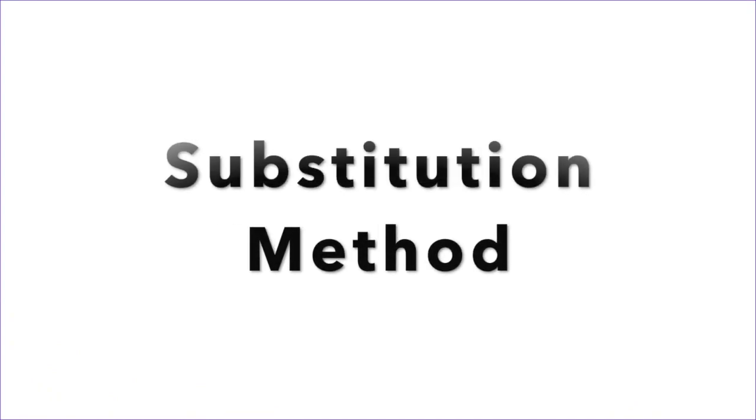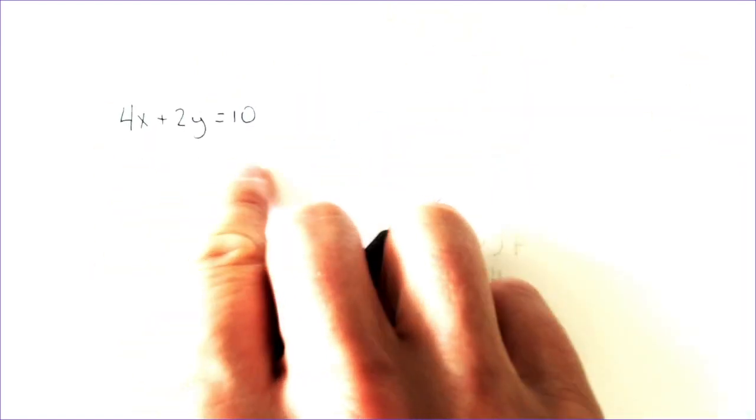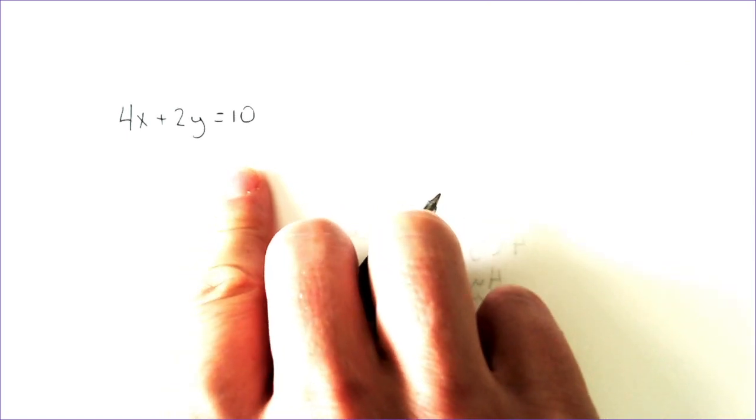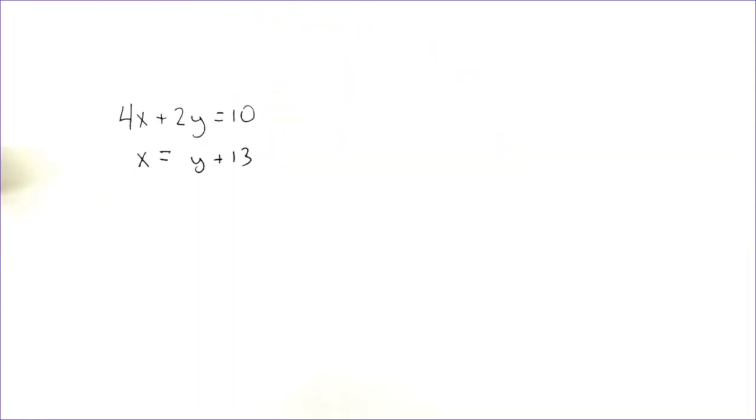Today we are going to be solving systems of equations using the substitution method. Let's get into it. For our first problem, we are going to have two equations. That is what a system of equations is. So I got 4x plus 2y equals 10 as my first equation, and my next equation is going to be x is equal to y plus 13.